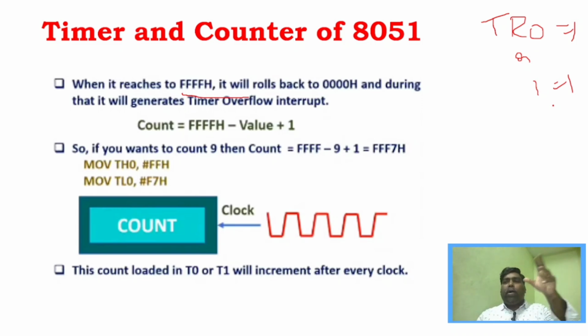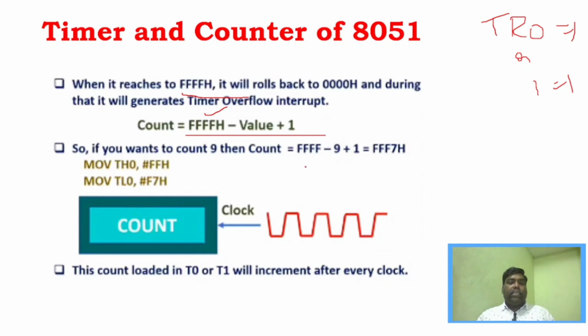To find out the count value, there is a formula: FFFFH minus value plus 1. Whatever value we are trying to give has to be subtracted from this maximum value, and you have to add 1, so that we get the count value with which we can program the timer.